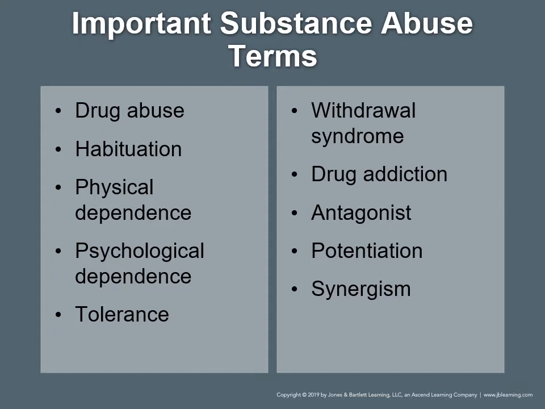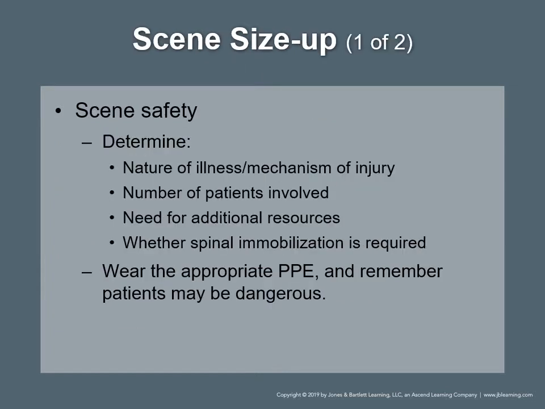Drug abuse occurs in all age groups and social levels. Adolescents are particularly prone to experimentation. Your patient assessment. Generally, toxicologic emergencies are medical, but some may also lead to trauma.